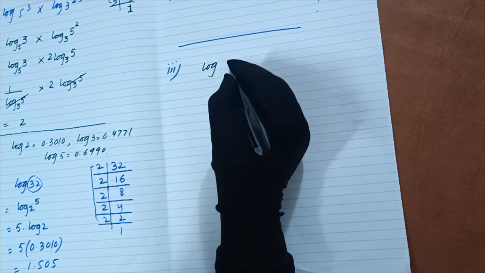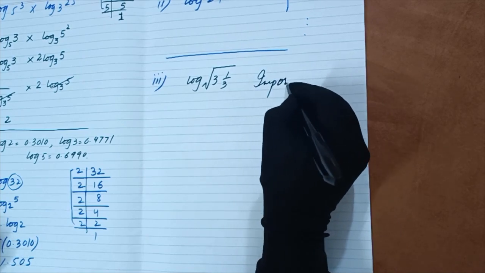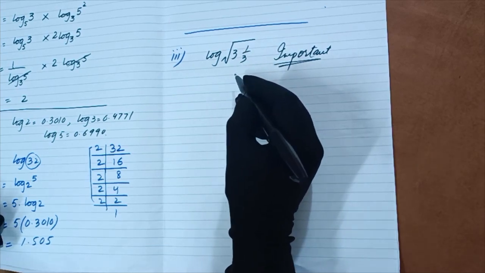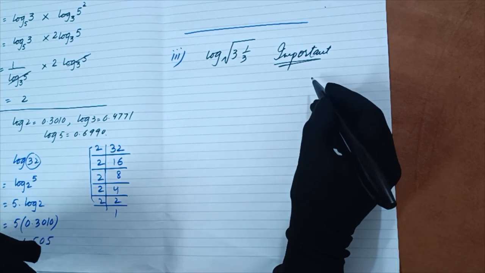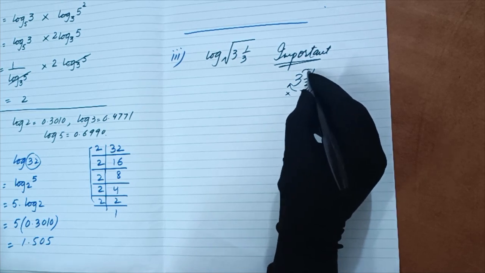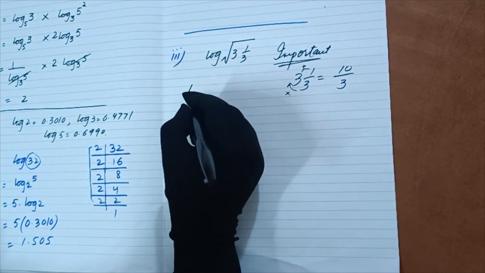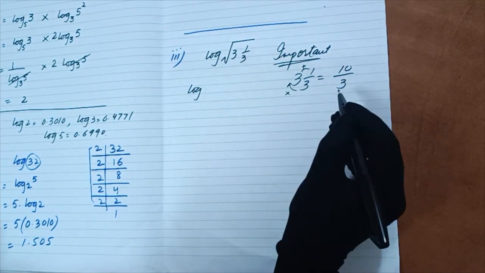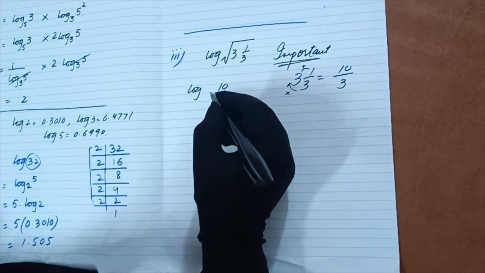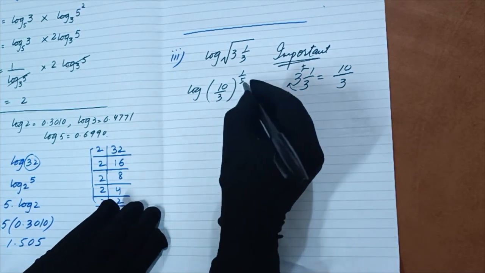Number 3: log of the square root of 3 whole 1 by 3. This is a very important formation, because it is given in mixed number form, and students mostly forget how to change it into improper form. 3 whole 1 by 3: 3 times 3 is 9, 9 plus 1 is 10, so 10 over 3. So first change the mixed number into improper form. And whatever root there is, square root, cube root or fifth root, write it in exponential form.